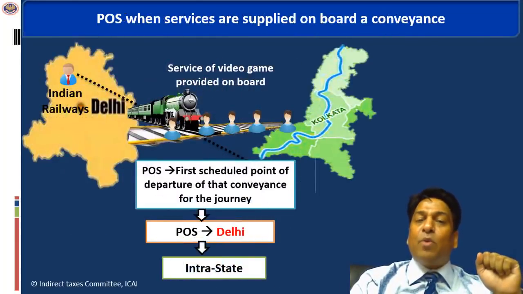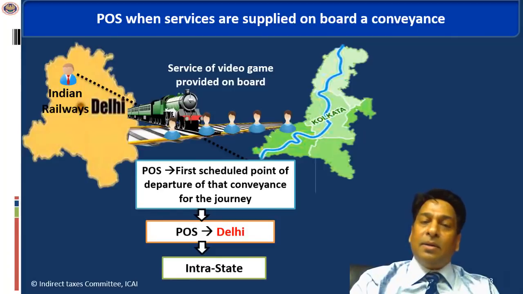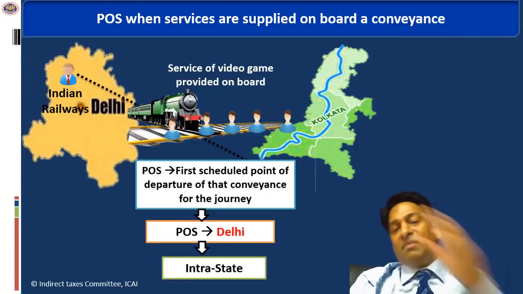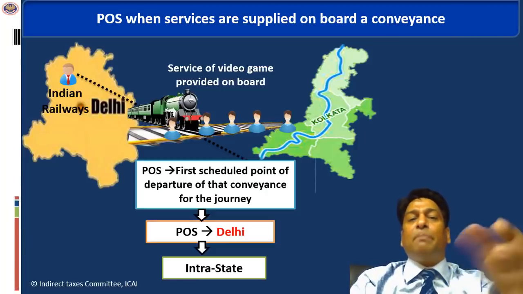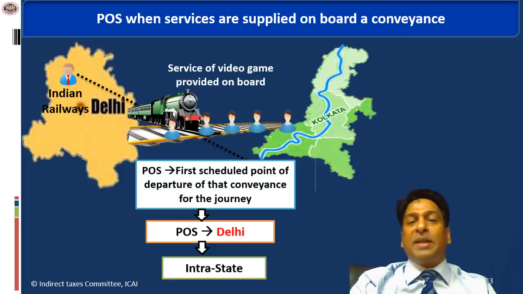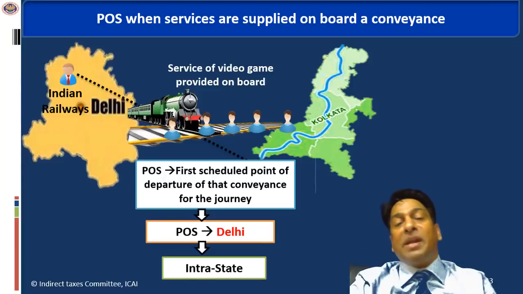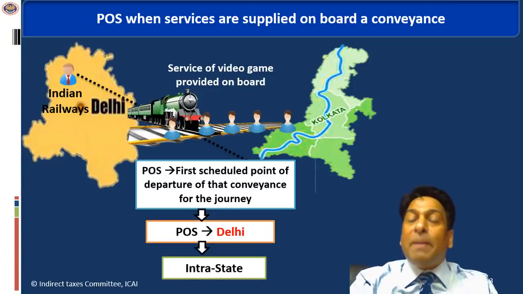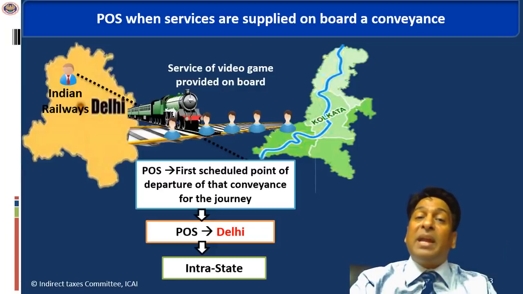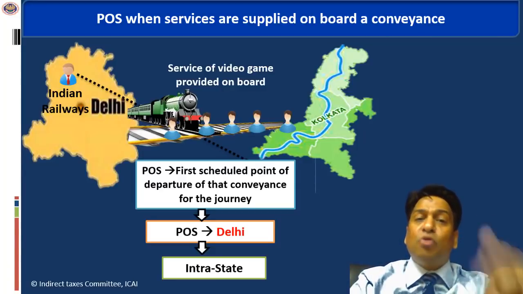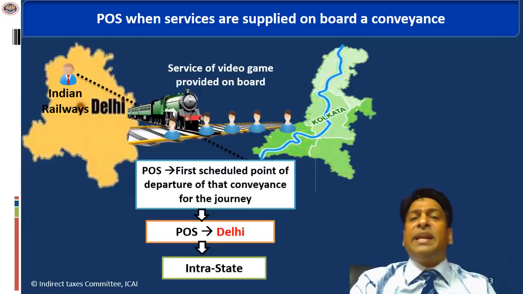For example, you are starting your journey from New Delhi to Calcutta on a Rajdhani, assume, and you're taking a video game service on a paid basis, on board. Now, you are procuring this video game service when you're passing through the state of UP, let's say Allahabad. So what would be the place of supply? The place of supply would be where you embark, the first scheduled point of departure, which is New Delhi, and the transaction would be intrastate. CGST and SGST should have been charged in this transaction.